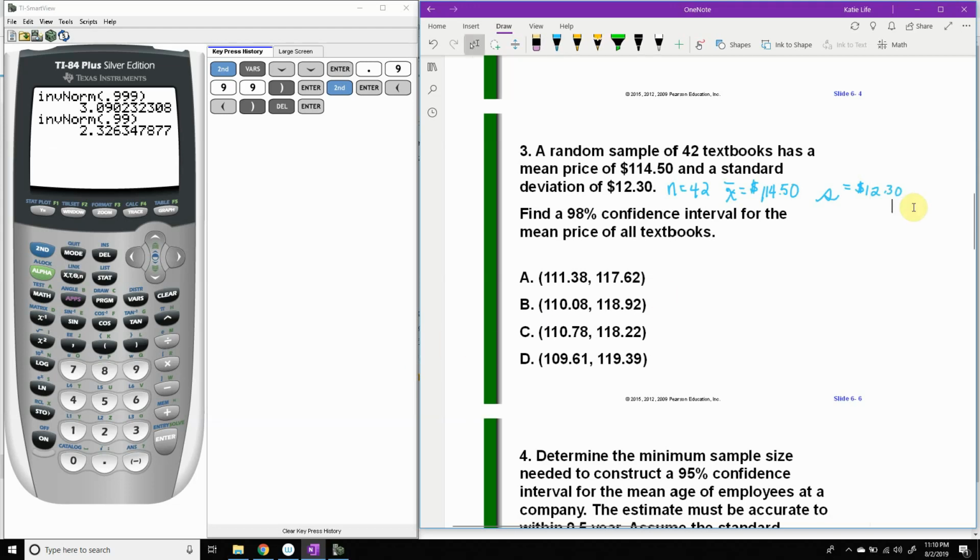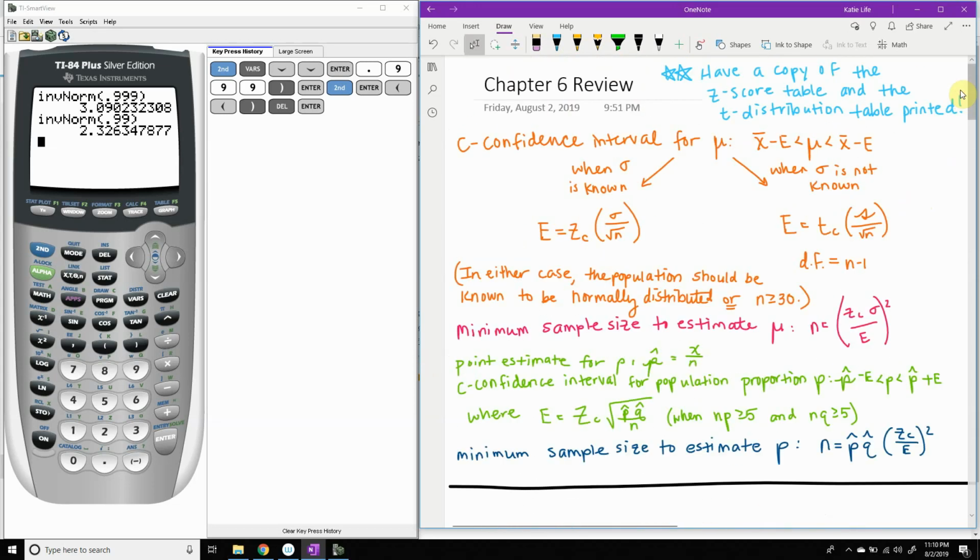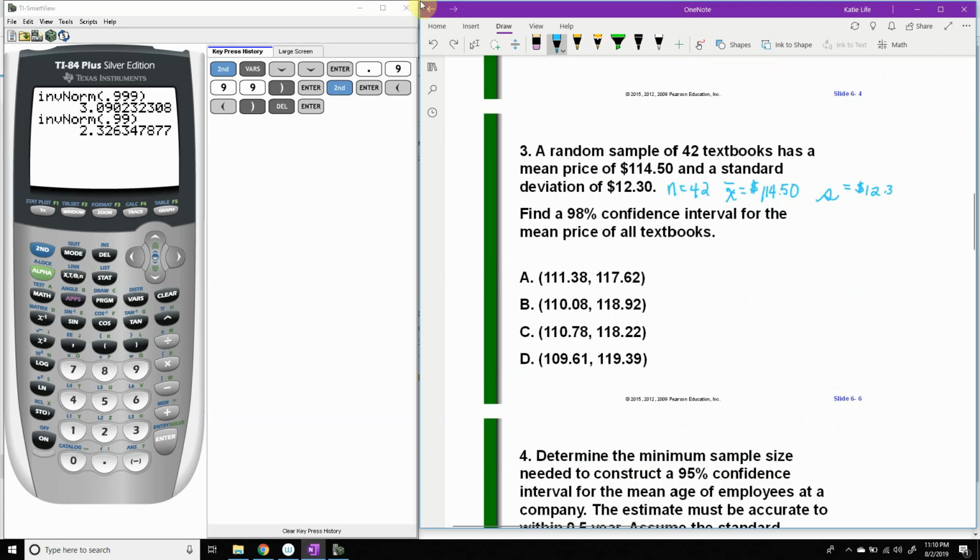Real quick, let's scroll back up to my formula sheet at the top. I want to be using this formula for the error, right? Because I don't know anything about population standard deviation. The value that I was given was a sample standard deviation. So I want to use the error formula that requires the t distribution. So my error is going to be t sub c, which utilizes n minus 1 degrees of freedom, multiplied by the ratio of the sample standard deviation divided by the square root of n. So error is t sub c times s divided by the square root of n.